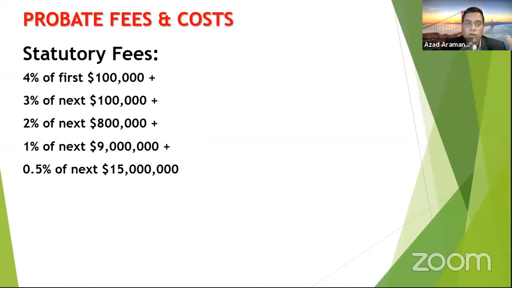Now, what are the different statutory fees? This is only statutory fees: 4% of the first $100,000, plus 3% of the next $100,000, plus 2% of the next $800,000, plus 1% of the next $9 million, and plus half a percent of the next $15 million. That is what the probate statutory fees themselves are.